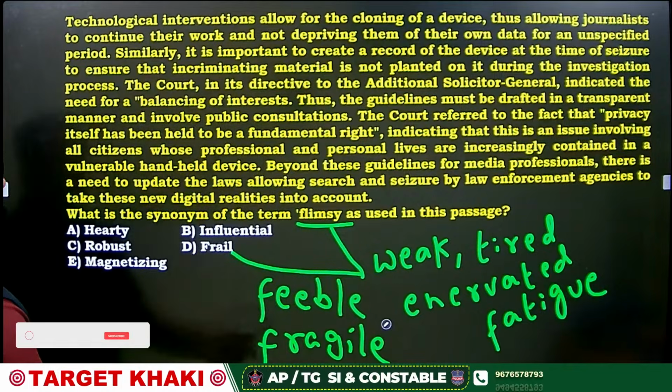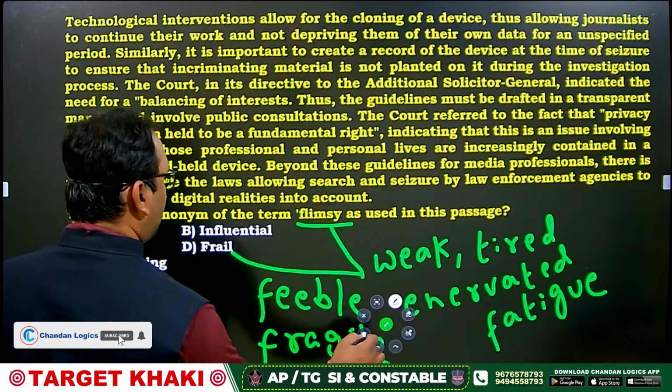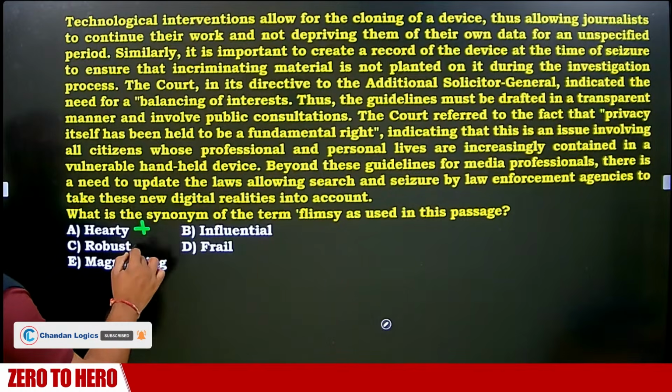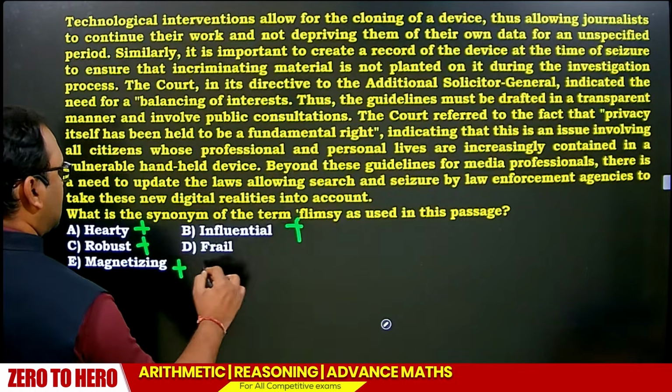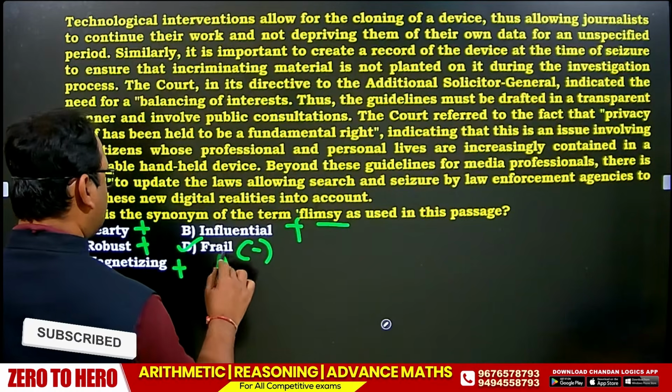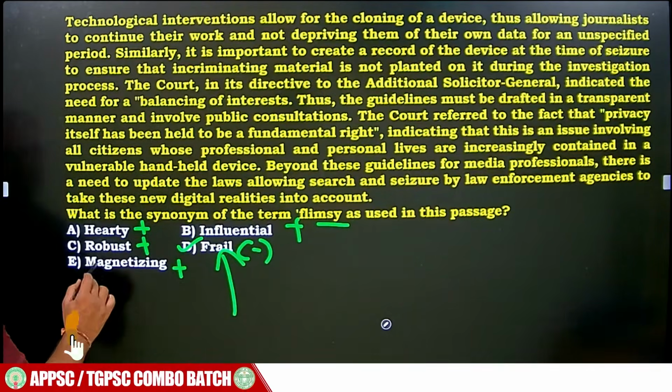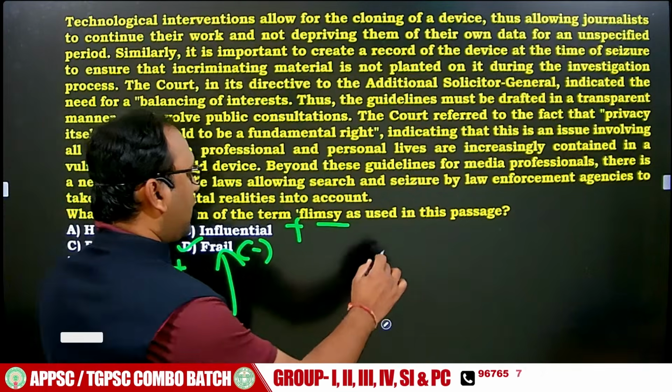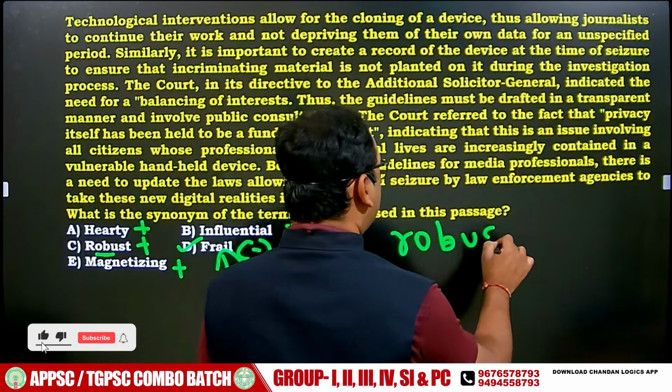If you know these vocabulary words, you're lucky enough, but still don't worry. All the other options are positive except this one word which is negative, that is the answer, frail. Frail is very weak. That is the answer, my dear friends. I also have to mention this: robust. What is the meaning of the vocabulary robust? Robust means very strong.